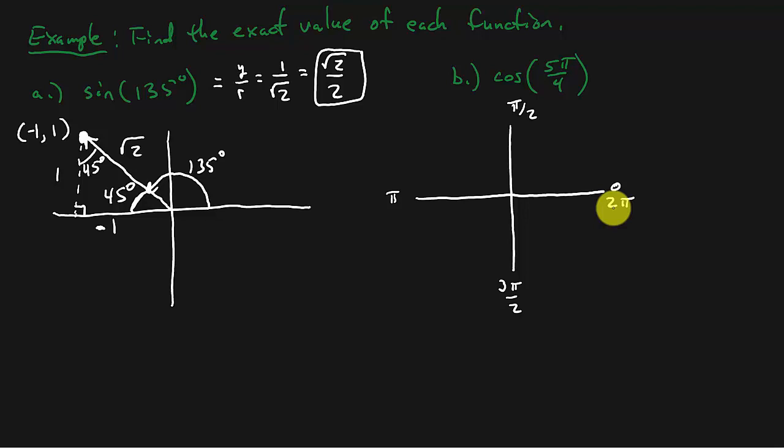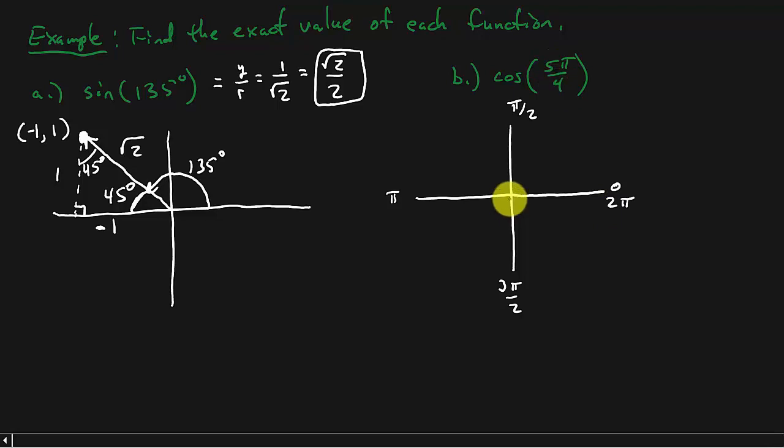So if we do 5 pi over 4, that's going to be an angle measure right here. This would be 5 pi over 4.